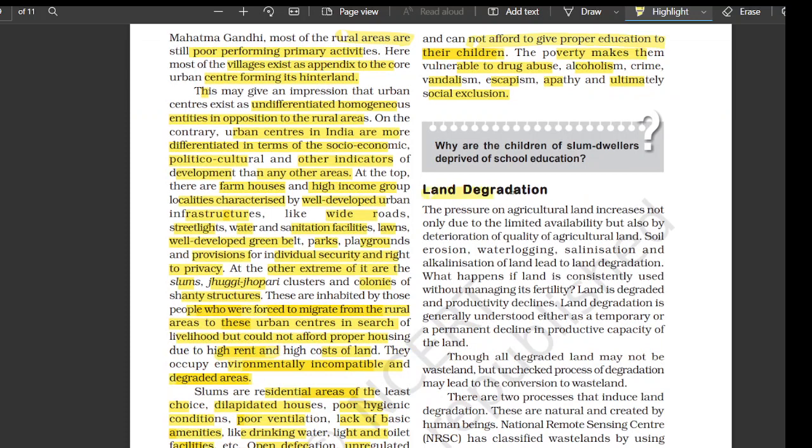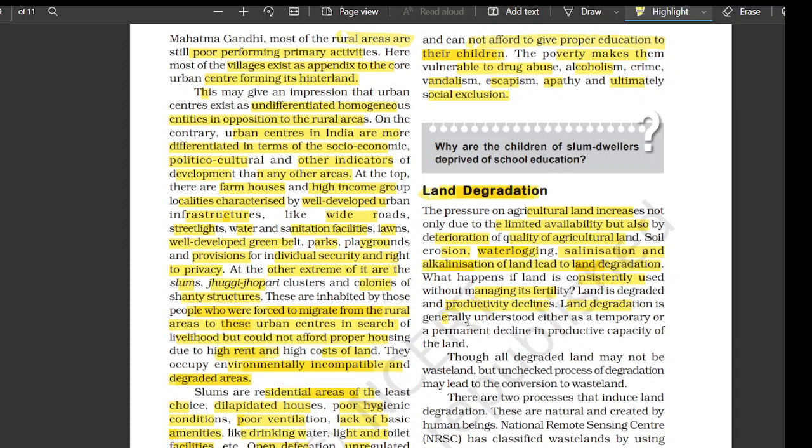Land degradation. The pressure on agricultural land increases not only due to limited land availability but also by deterioration of quality of agricultural land. Soil erosion, waterlogging, salinization, and alkalization of land lead to land degradation. What happens if land is consistently used without managing its fertility? Land is degraded and productivity declines.